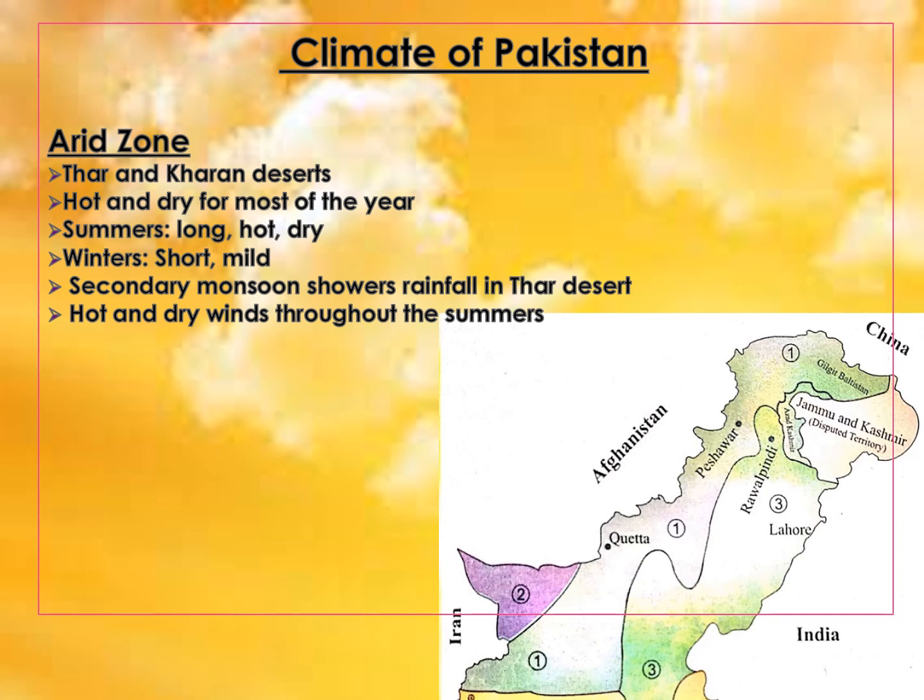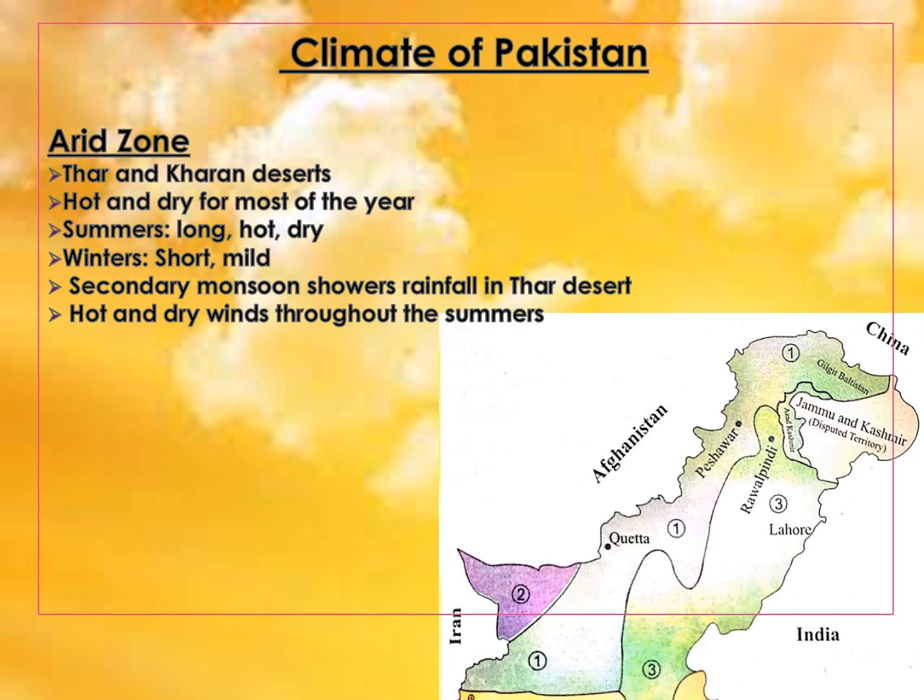Now if we talk about the arid zone, it includes the southeastern desert, the Thar desert and the southwestern Kharan desert part of Balochistan. They are hot and dry most of the year. Hot, dry and long summers are experienced, and there are very mild and short winters. Secondary monsoon in the Thar desert is experienced, and sometimes the Kharan desert gets rain from the western depressions. Otherwise hot and dry winds prevail throughout the summers.